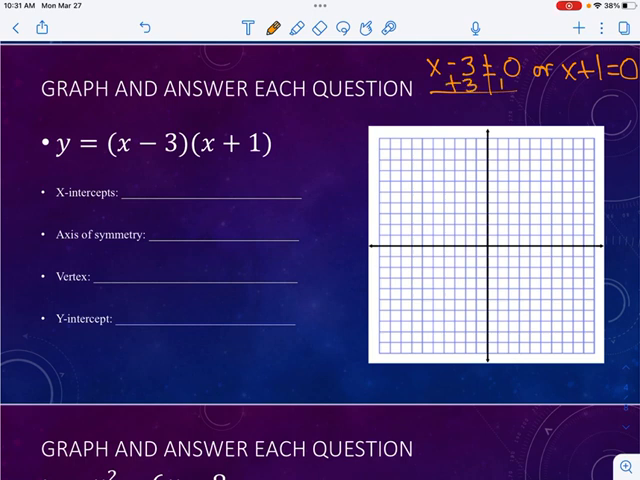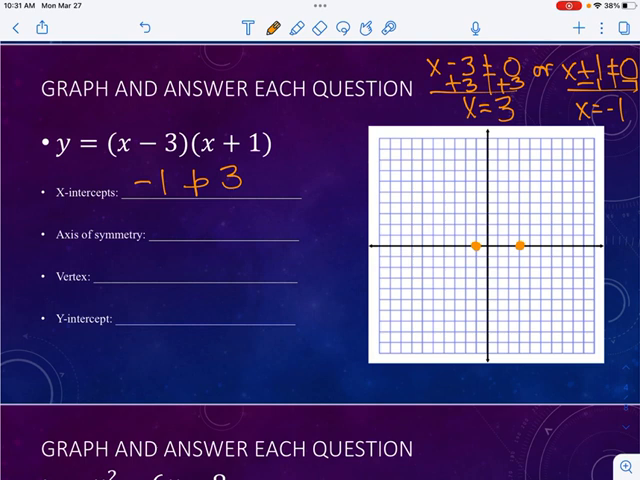So now I go to solve this. I'm going to add 3 to both sides, so x equals 3. Over here, I'm going to subtract 1 from both sides, so x equals -1. So my x-intercepts are -1 and a positive 3. So now I'm going to come over here. I've got an x-intercept at -1, and I've got an x-intercept at a positive 3.